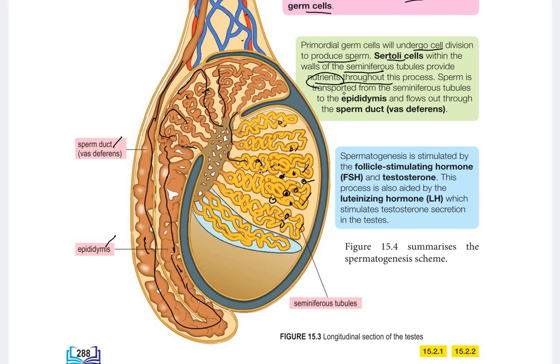Spermatogenesis is stimulated by the follicle stimulating hormone FSH and testosterone. This process is also aided by the luteinizing hormone, which stimulates testosterone secretion in the testes. So this process needs hormones. We have learned before this in chapter 12, hormones usually used in the reproduction.